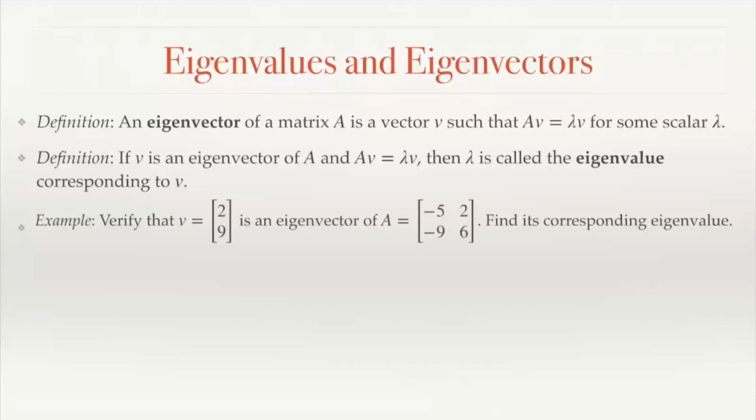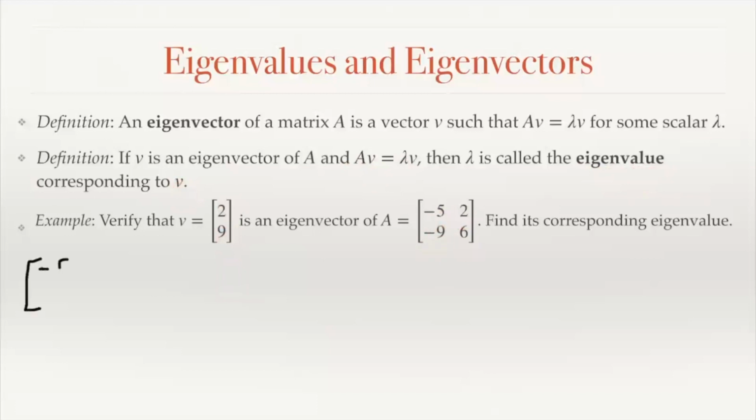Now we care about this for finding eigenvectors of matrices. An eigenvector of a matrix A is a vector v such that Av is lambda v for some scalar lambda. So in other words, the matrix A just stretches that vector v by a particular amount rather than twisting it around. And this value lambda by which the matrix A stretches v is called the corresponding eigenvalue of that eigenvector v. So for example, let's verify that 2, 9 is an eigenvector of this matrix and find the corresponding eigenvalue.